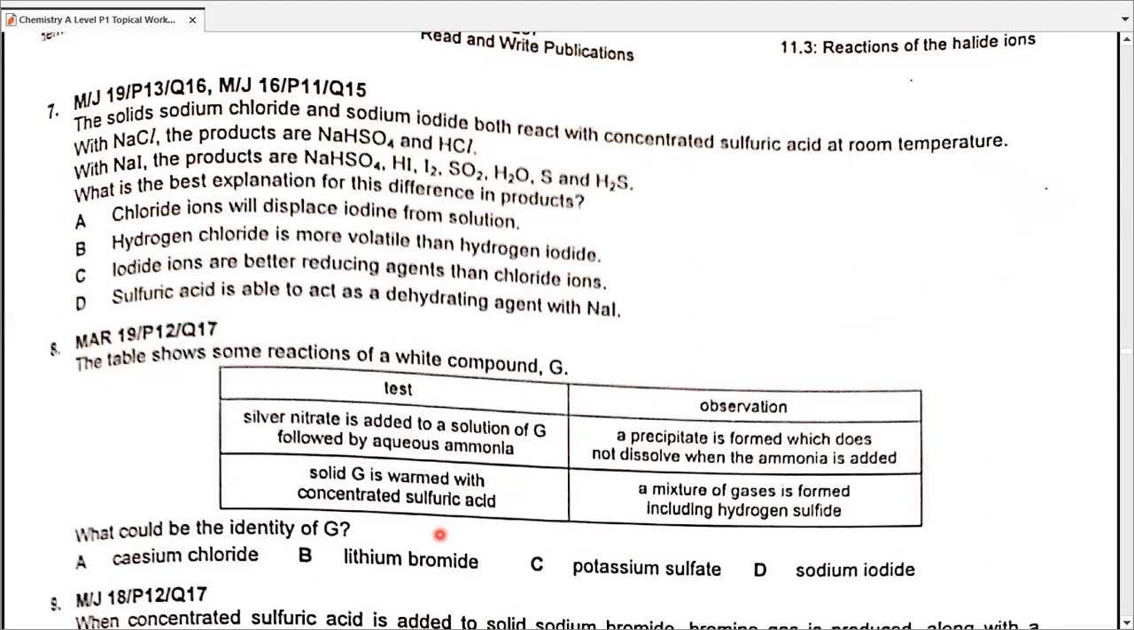Yes, sir. The solid sodium chloride and sodium iodide both react with concentrated sulfuric acid at room temperature. With NaCl, the products are NaHSO4 and HCl. With NaI, the products are NaHSO4, HI, iodine, sulfur dioxide, water, sulfur, and H2S. What is the best explanation for this difference in products?